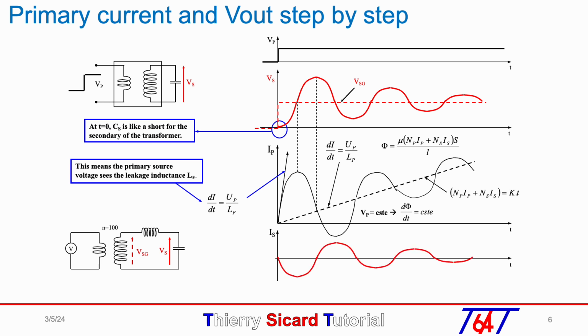The Is current plotted with the simulation is not measurable because the leakage inductance and the output capacitor are both part of the secondary winding. But of course, as the sum of NPIP plus NSIS is linear, the oscillating secondary current is visible on the primary current.